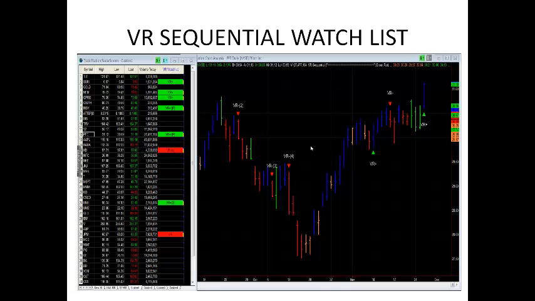What's really great is the availability of a watch list. And here you can create a watch list as you see on the left side of the screen.